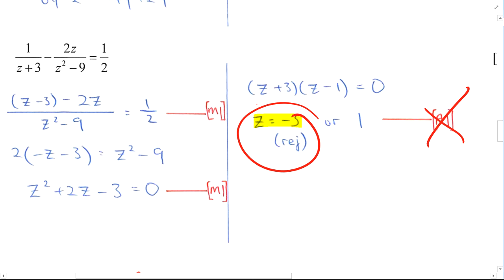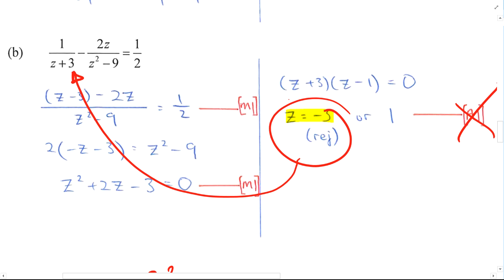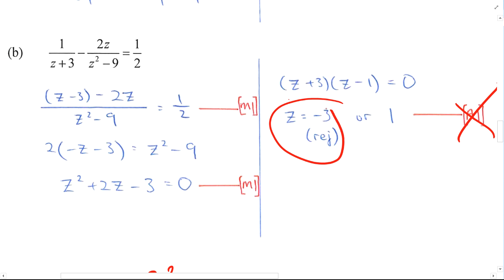Okay, so why do we need to reject that? Why do you think we need to reject that? Yes, you have to check back into the original equation. If I were to substitute this back inside here, I will have a division by 0, isn't it? That is why I have to reject it. Whereas there's no problem for this to be substituted anywhere. Okay? One more time. I'm not rejecting because it is a negative value. I'm rejecting because if it is substituted here, I will divide by 0, which cannot be the case.